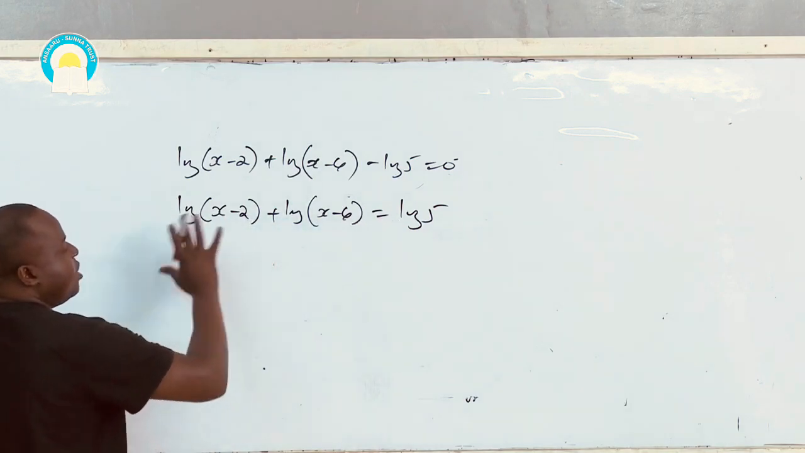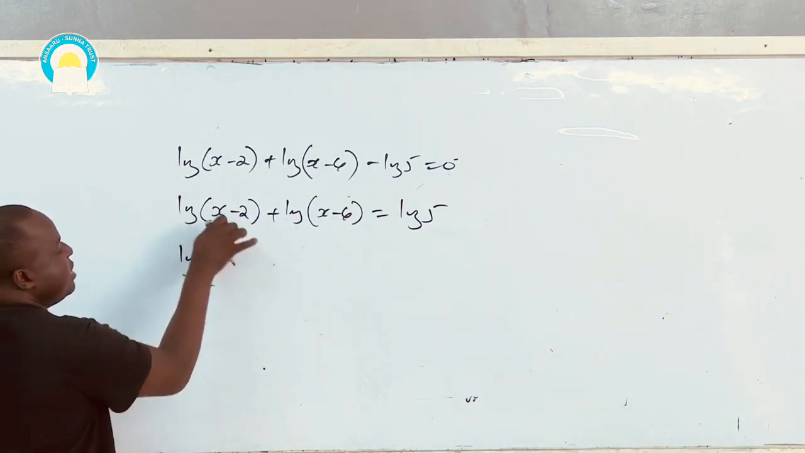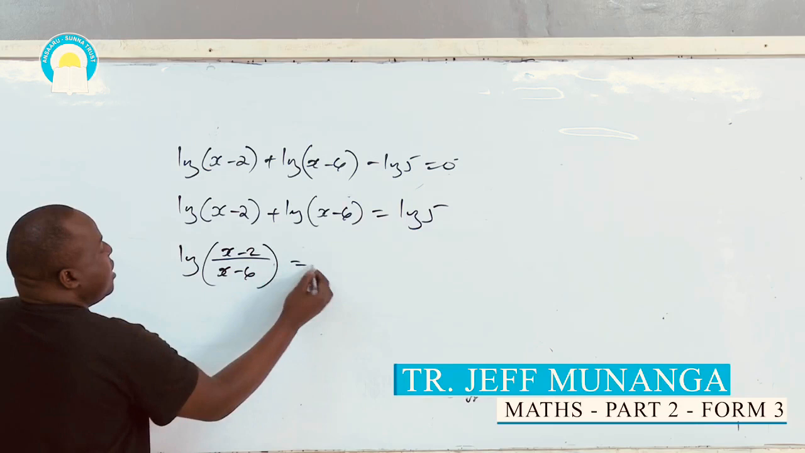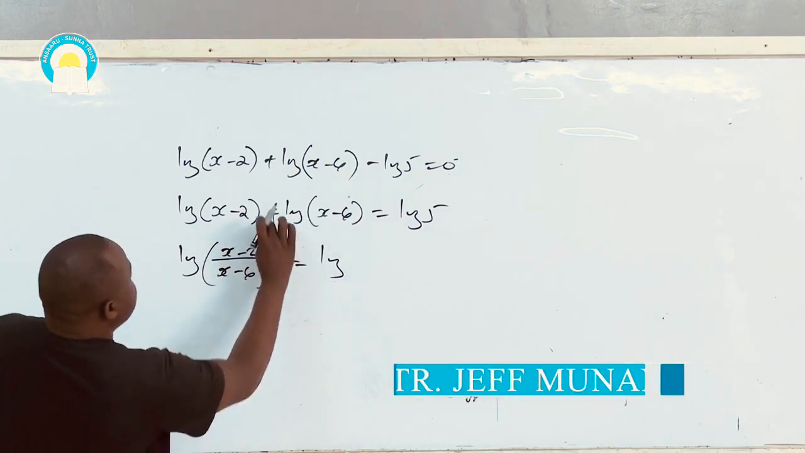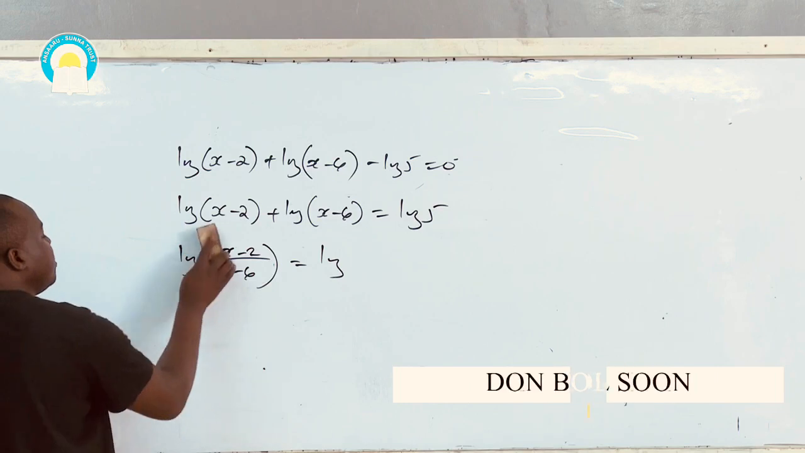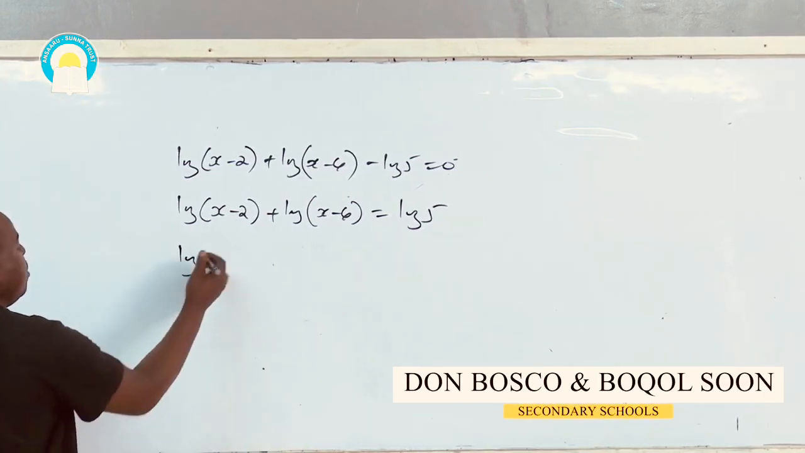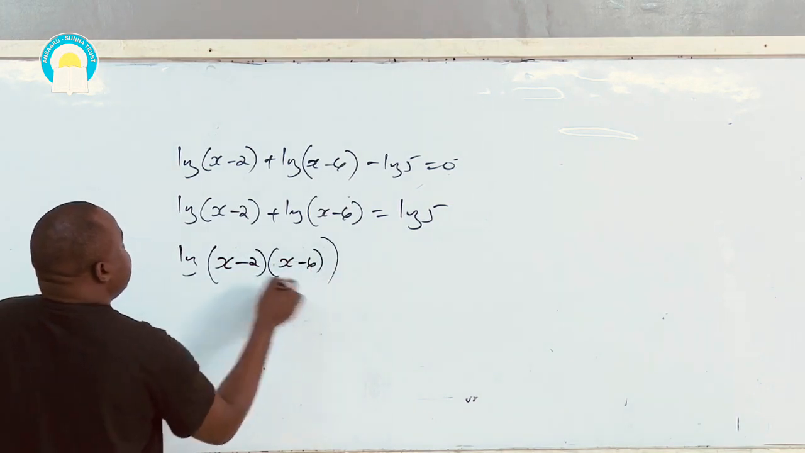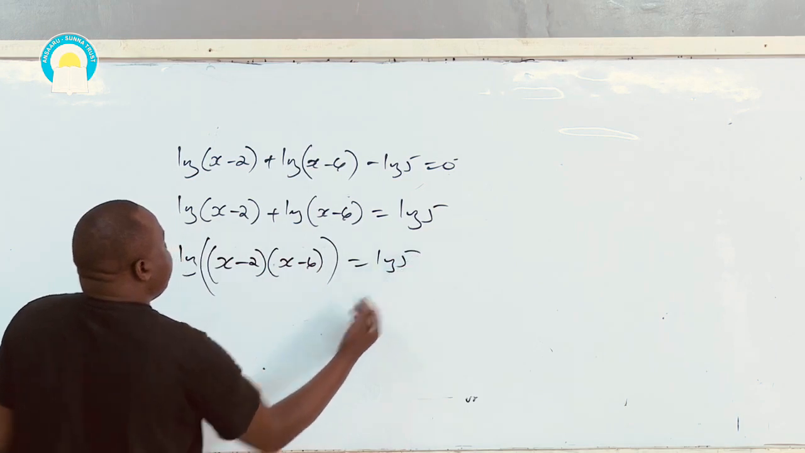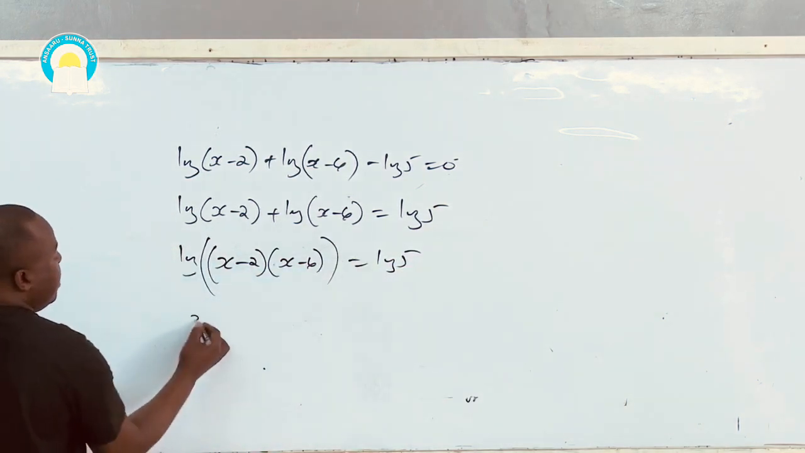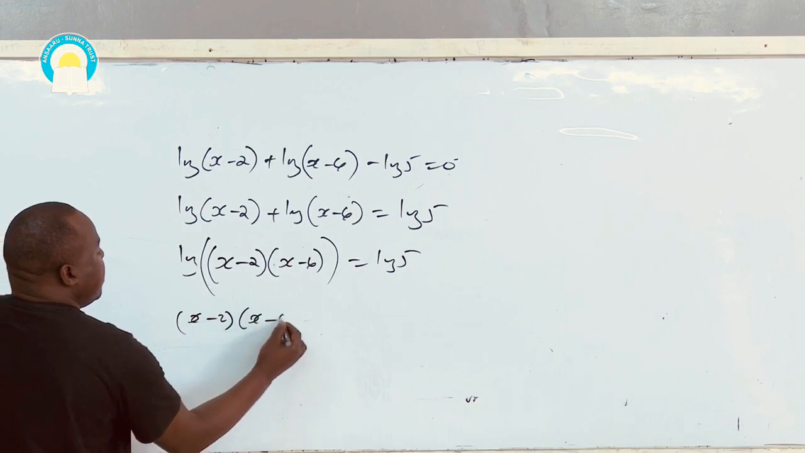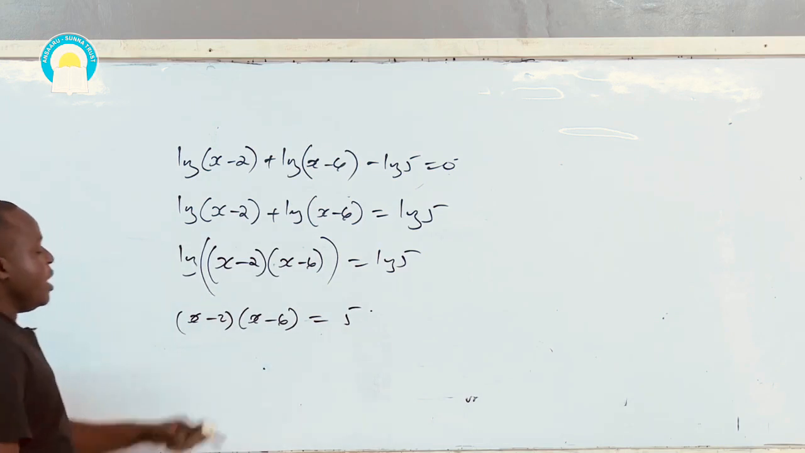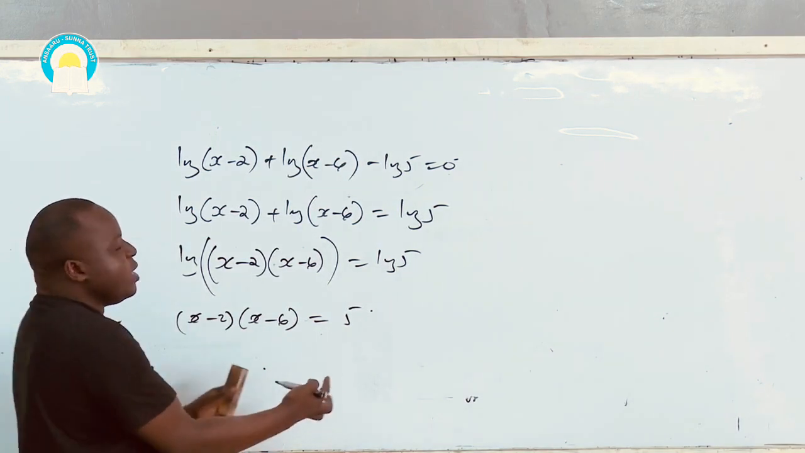There is logs everywhere, no coefficients. So you simply write this as a single log. Sorry, it was plus. So if it's plus, it means I have to multiply the respective values. x minus 2 times x minus 6 equals to log 5. So then with that, get rid of logs, you'll have x minus 2 times x minus 6 equals to 5. Then now solve this. Expand, have a quadratic equation, solve.